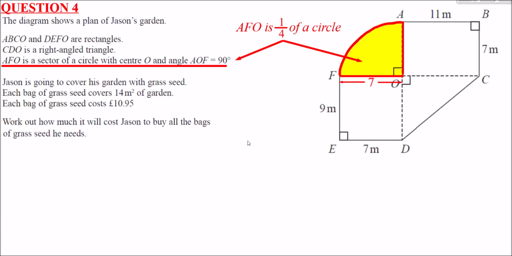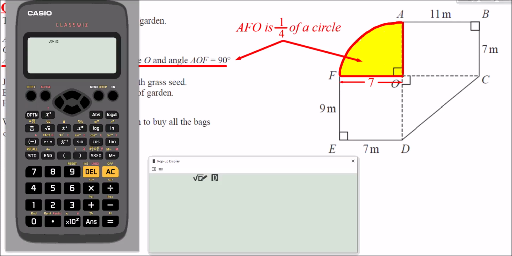So using pi r squared for the full circle, we can now do shift pi times 7 squared, that's a full circle, divide it by 4 because you've got a quarter of a circle. That tells us that the area of this yellow bit in exact form is 49 over 4 pi. I'm going to leave it in exact form for now. We can change to a decimal later. So this area here is 49 over 4 pi, which I'm going to label on now.